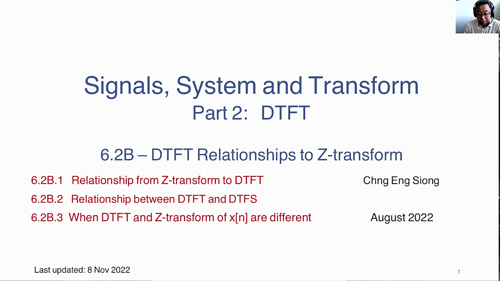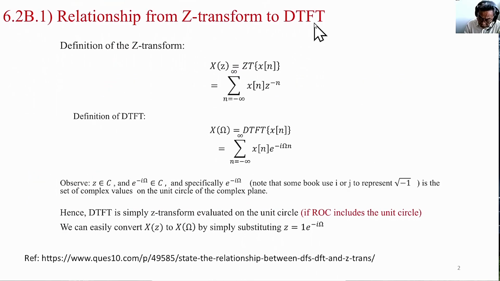Welcome back. This is 6.2b, the DTFT relationships to Z transform. There is a close relationship between the Z transform and DTFT of a discrete time signal x of n. Why is this so? Let's examine the equations defining Z transform.